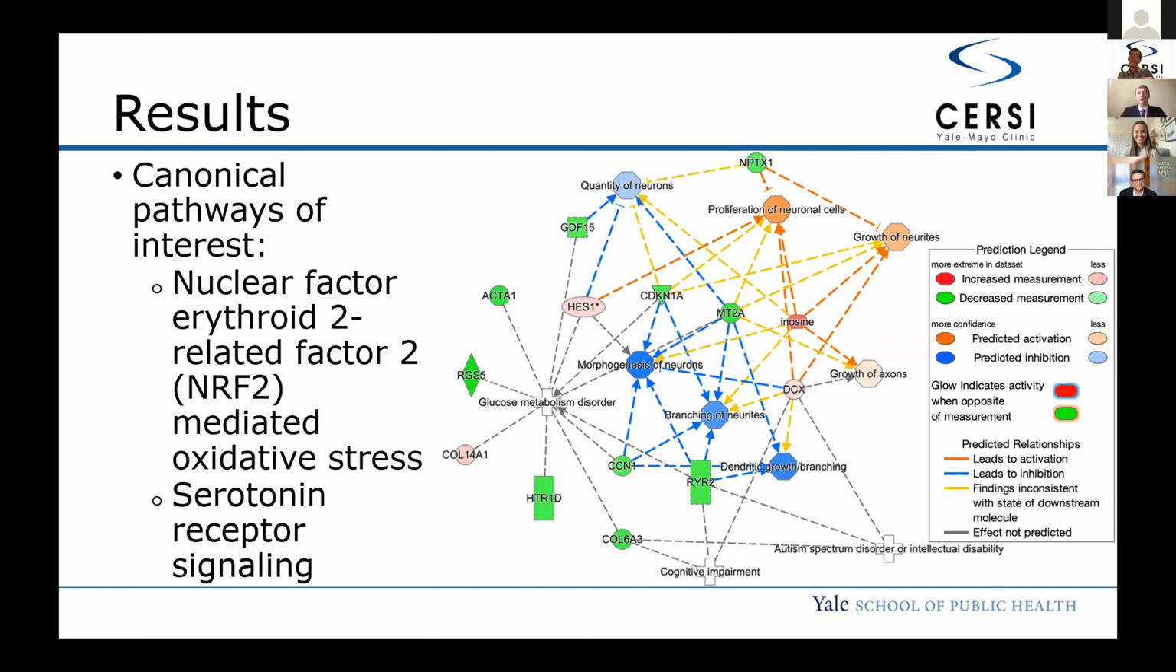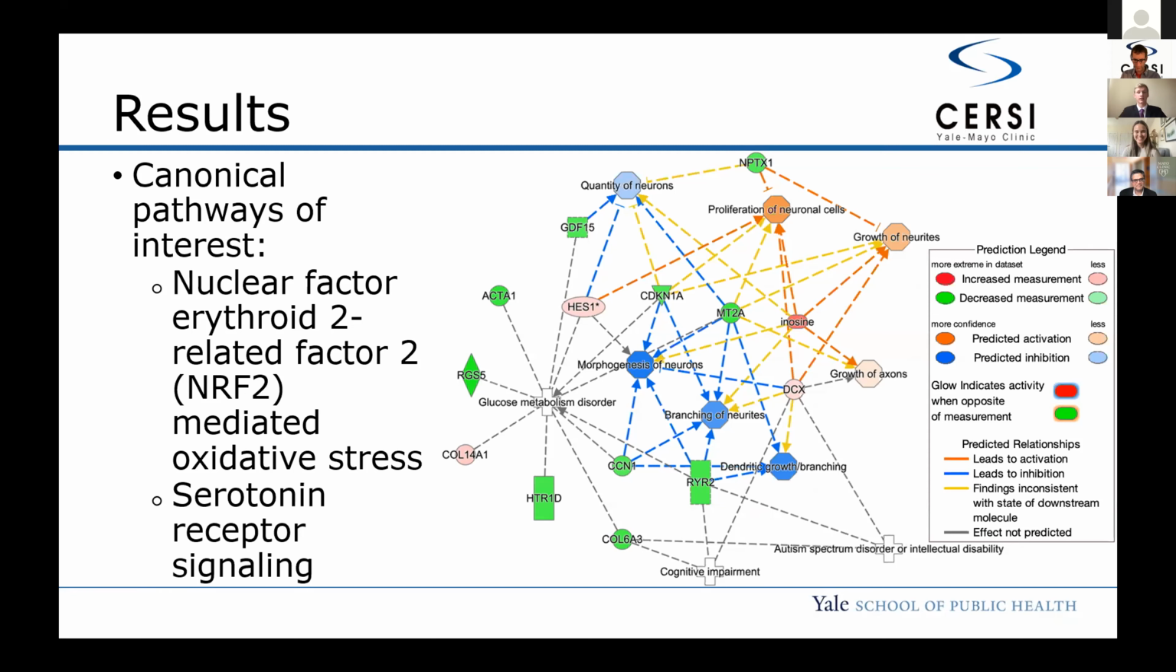Analyzing the differentially expressed genes and metabolites concurrently via IPA revealed two significantly overrepresented canonical pathways of interest. The first was nuclear factor erythroid 2 related factor 2 mediated oxidative stress and serotonin receptor signaling, both of which have been shown to have direct implications to autism spectrum disorder.